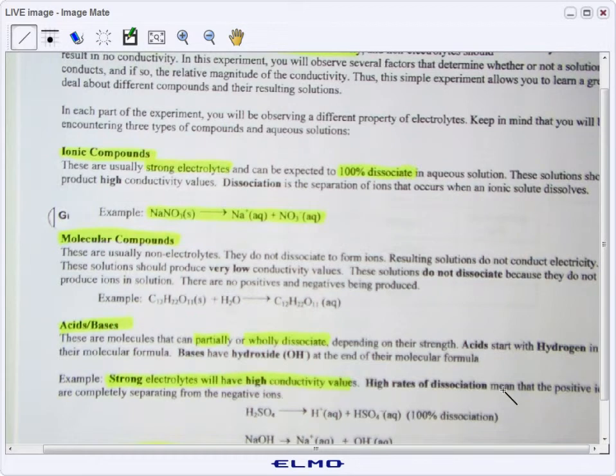Water is a molecular compound. Water does not conduct electricity. Pure water does not conduct electricity. I have distilled water back there. You'll see that the conductivity value on it is really, really low. That's probably just some impurities or something like that. Now, tap water, the water that comes out of the sink, conducts electricity.